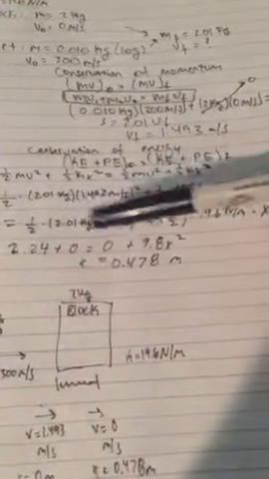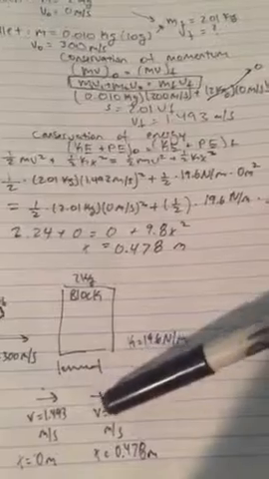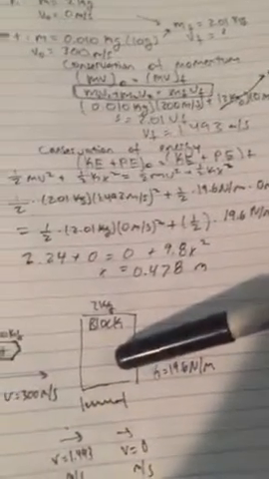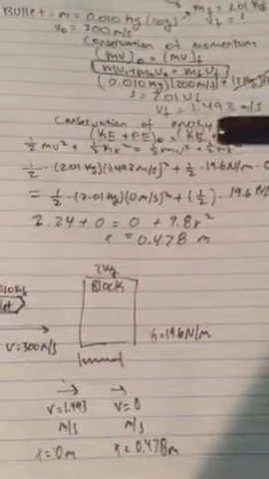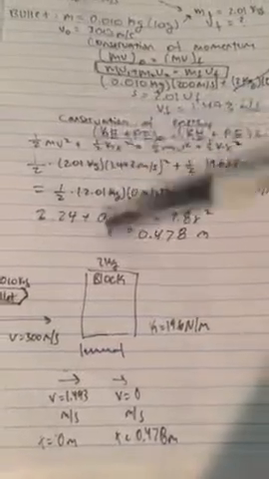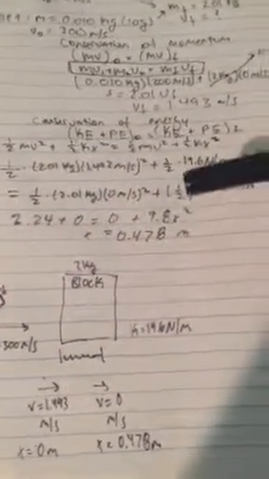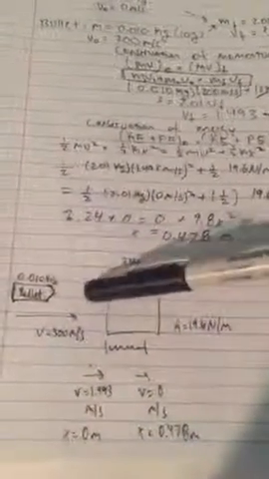And we're trying to find how far it goes, which is right here, that's why it's unknown. And then this is 0 because then it's the farthest distance. When it reaches that distance, then the velocity will stop. And then we further solve it, and we get 0.478 meters into the block.